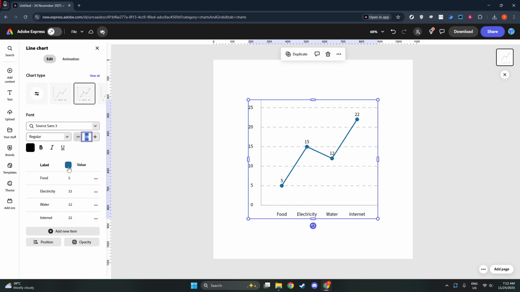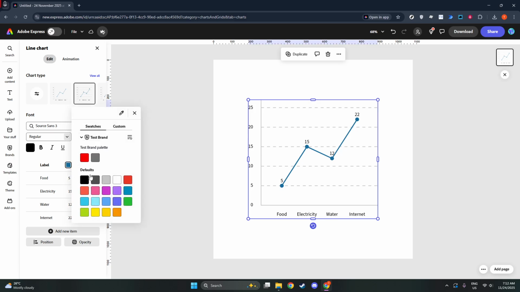That's it. With your data in place and the styling dialed in, your graph is ready to enhance your design in Adobe Express.